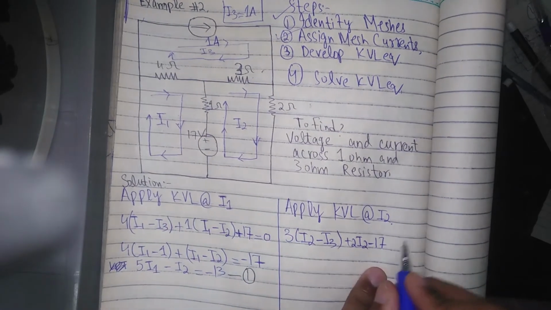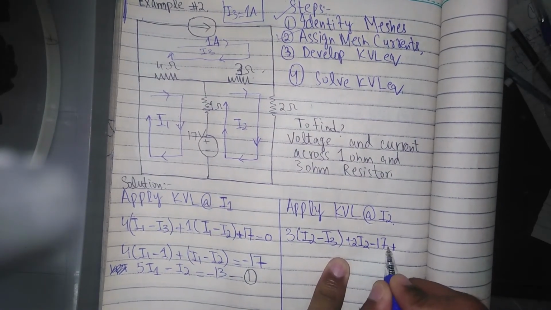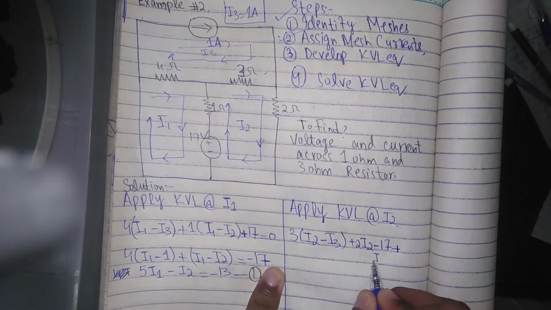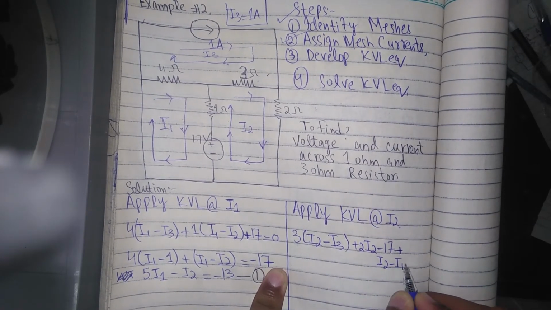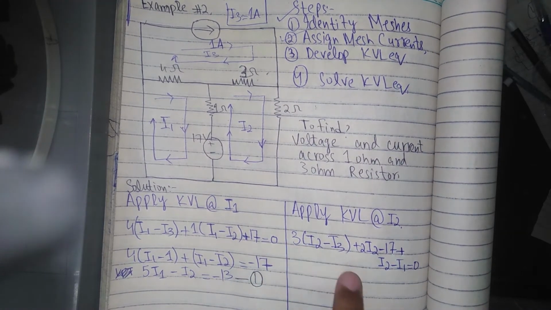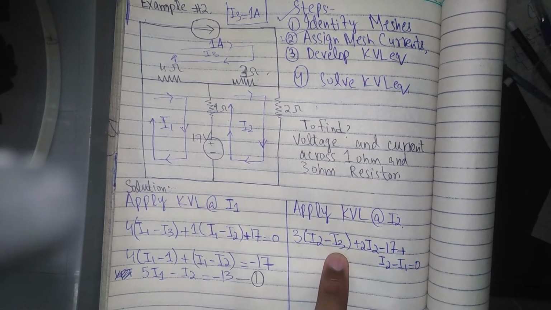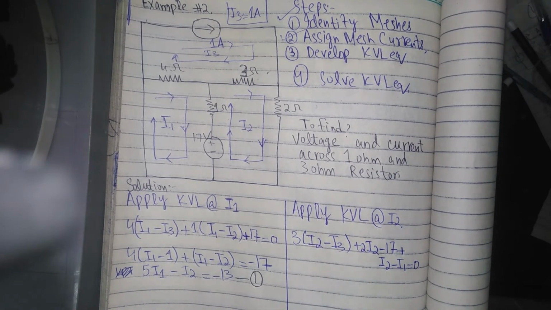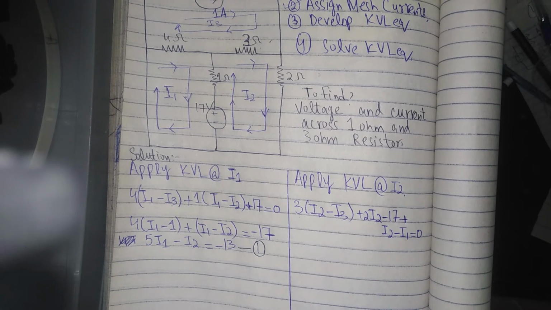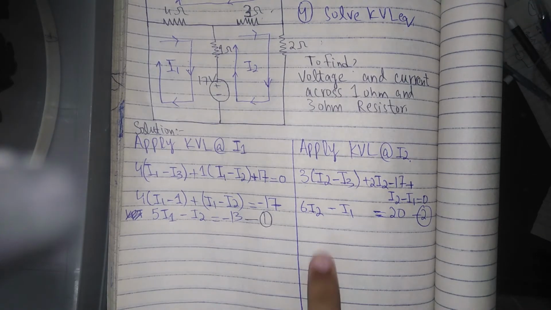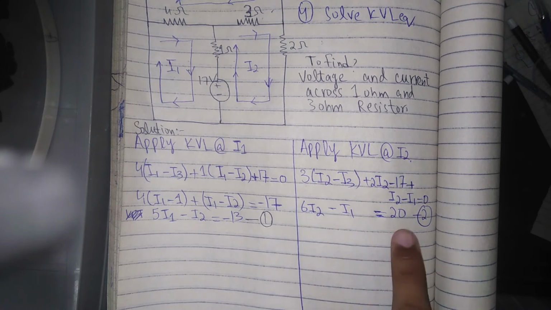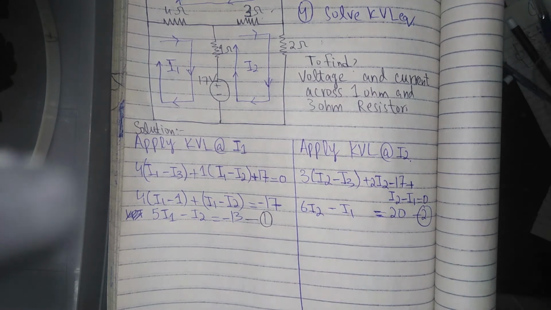So we will write it as I2 minus I1 is equal to 0. Here I will put my value I3 equals 1 and simplify that equation, and it becomes like that: 6I2 minus I1 is equal to 20. Now our next step is to find current values I1 and I2. Two methods: one is to solve simultaneously and the next is to put these values in a calculator. So we will put these values in the calculator.